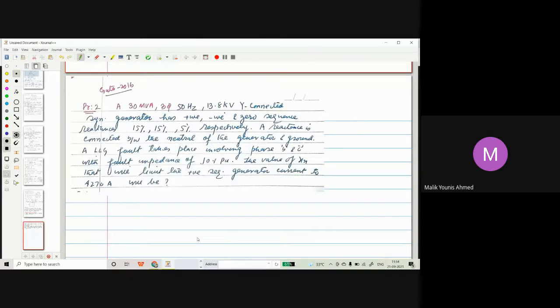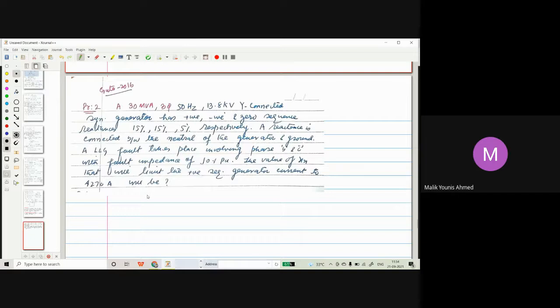So the neutral of the generator to ground has a reactance connected. A double line to ground fault takes place involving phase B and C. He has given the fault impedance, J0.1. The value of Xn that will limit the positive sequence generator current to the actual value given is what we have to find. So the neutral is grounded through a reactance.